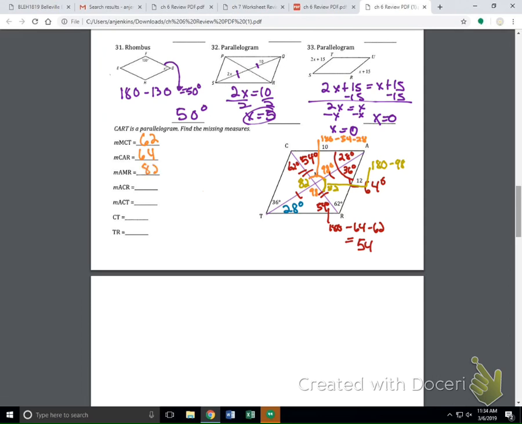And then we have ACR. So what's this portion? 54. And then we have ACT. So it's this whole angle up here. So that's going to be 62 plus 54. We didn't calculate that one. It's 116. And then we have CT. So we see, yep, CT is going to be 12 because opposite sides are congruent. And we have TR. It's going to have to be 10.